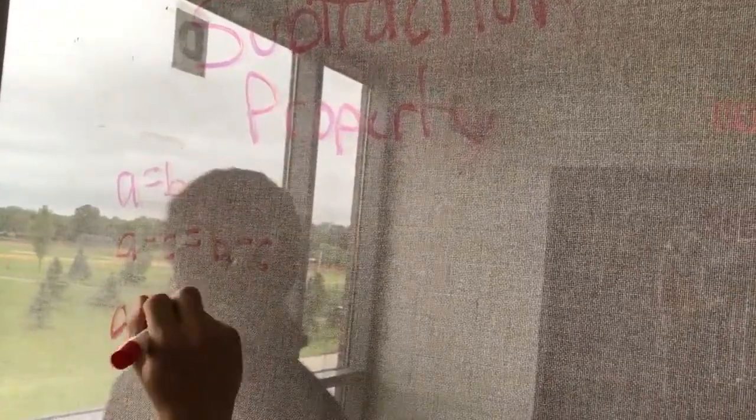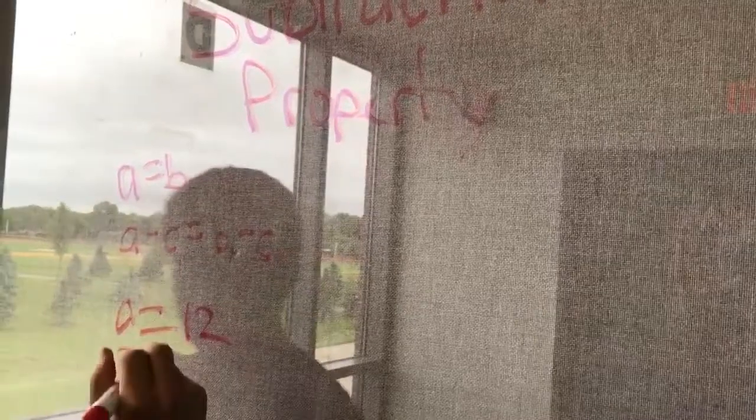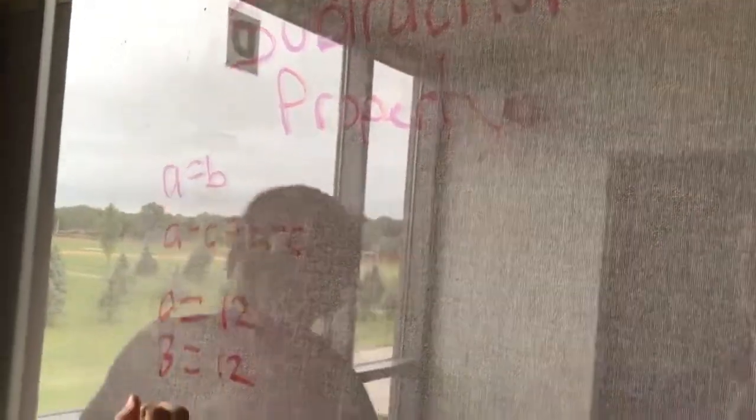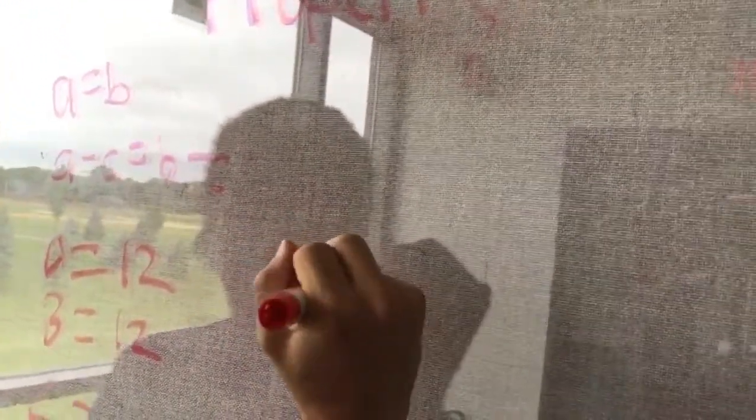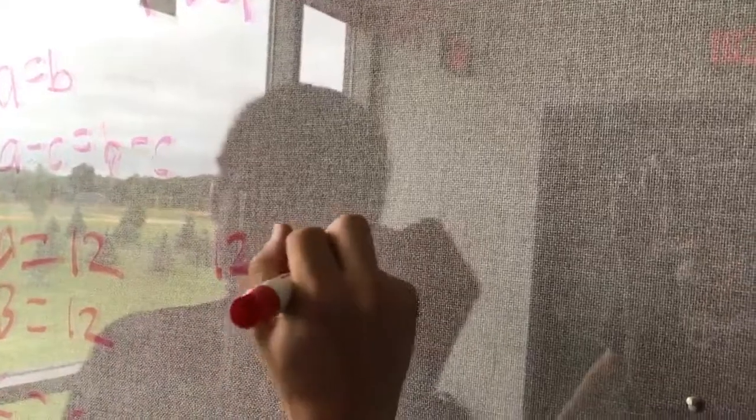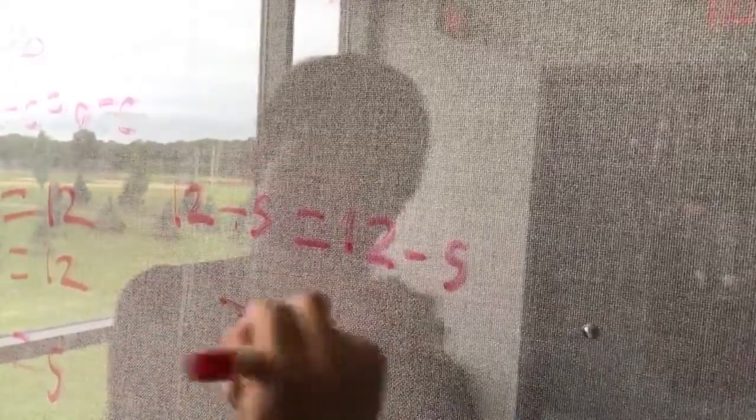The next property is the subtraction property. This property is also saying A equals B. So if A is 12, B is also 12. C can be any number in the universe, and if you use this equation, they will be the same. So let's just say it's 5. So A, being 12, minus 5 is equal to B, which is also 12 minus 5. They will both equal 7.